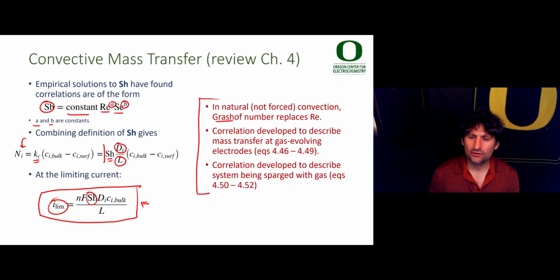I'll just highlight a few other points here. There's something also called the Grashof number, which replaces the Reynolds number in other situations. Gas evolution can be quite important in some cases, and you might look at these equations and these sections in the book if you need those sorts of information.